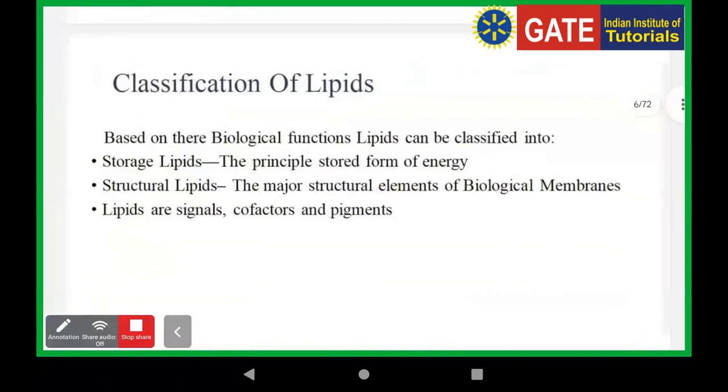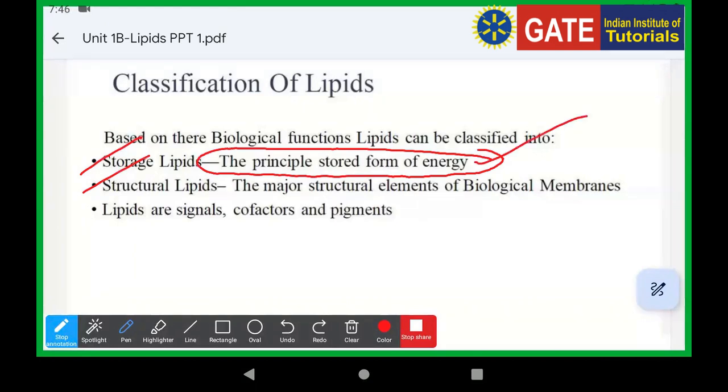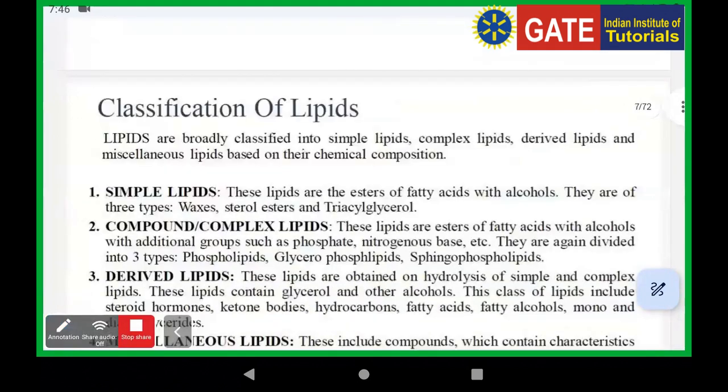Next, second part, classification of lipids. Based on the biological functions, lipids are classified into two types: storage lipids and structural lipids. Some lipids are responsible only for storage of energy. Those are called storage lipids. And some lipids are the major structural element of cell membrane, like phospholipids, sphingolipid, cholesterol. All these come under structural lipids. Next, some lipid-derived molecules like signaling molecules, cofactors, pigments. These are miscellaneous lipids.